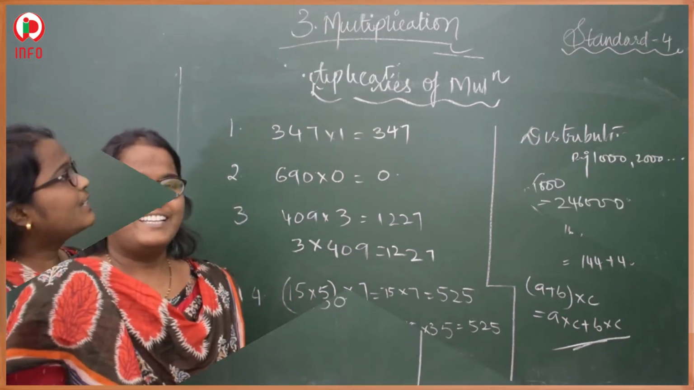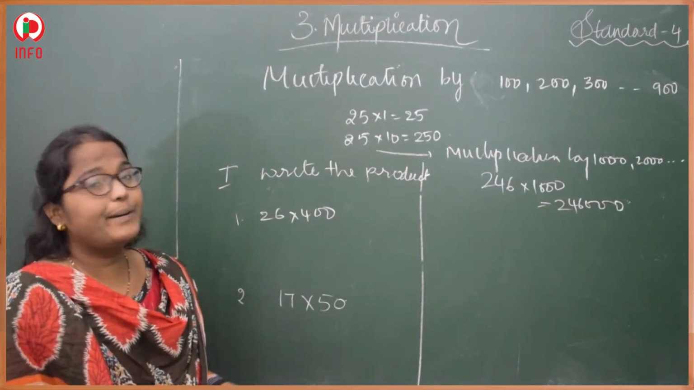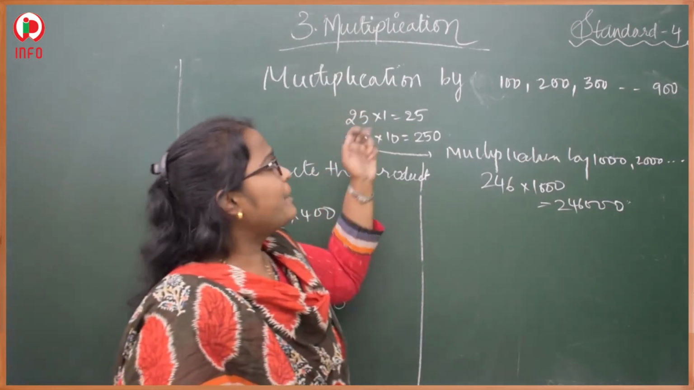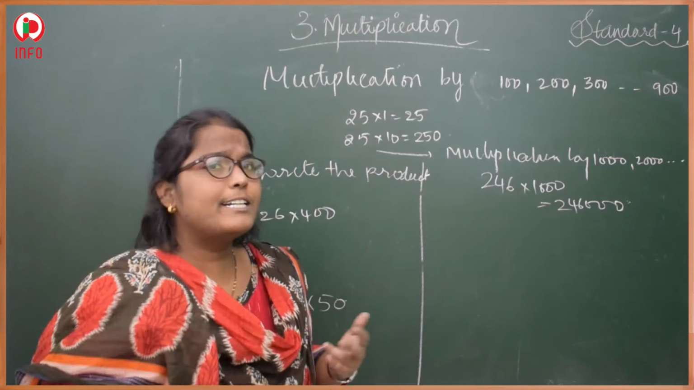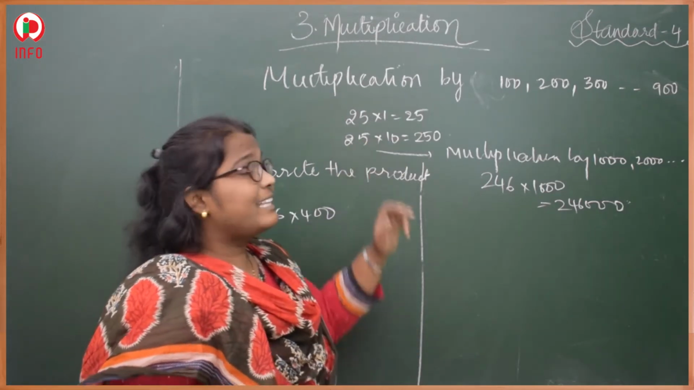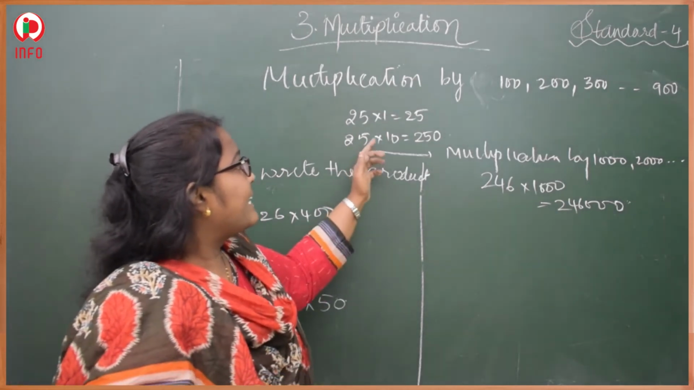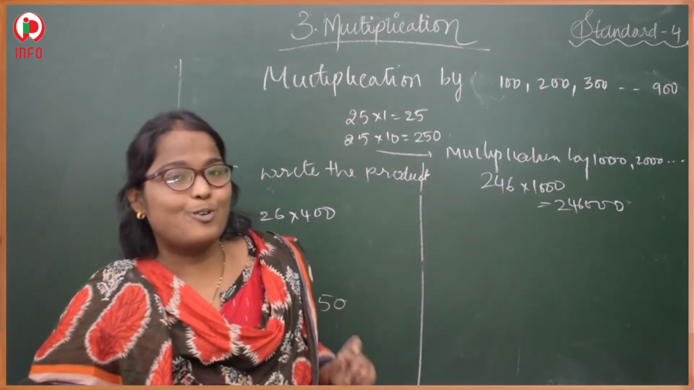All of you. Next we have multiplication by 100, 200, 300, and so on up to 900. So if I multiply 25 with 10, what will it become, children? 250, because we are just adding a 0 to that number.